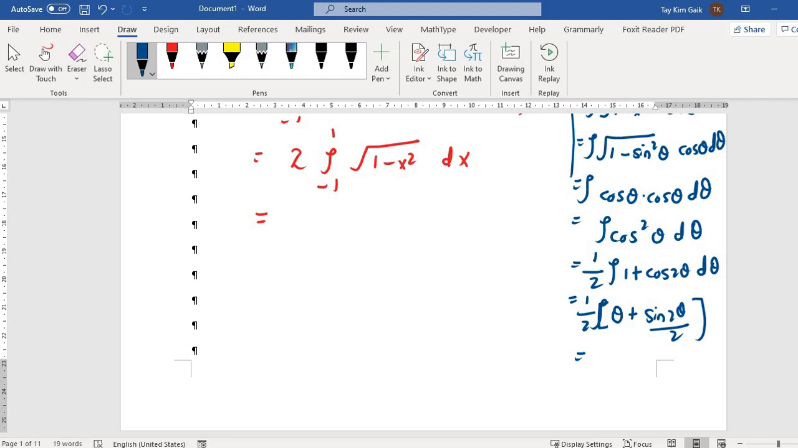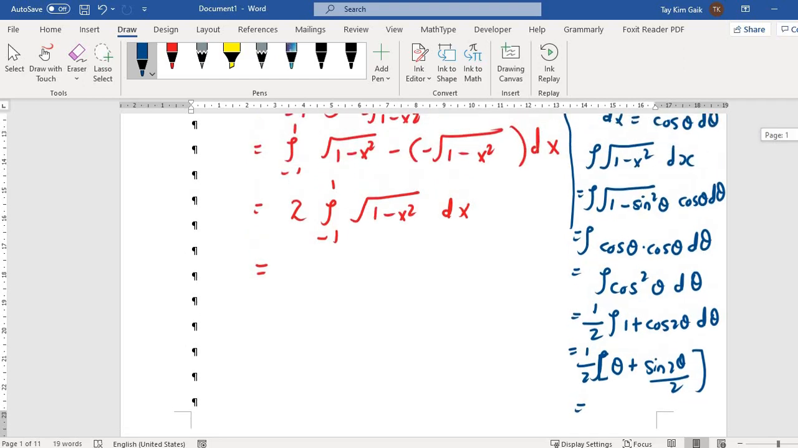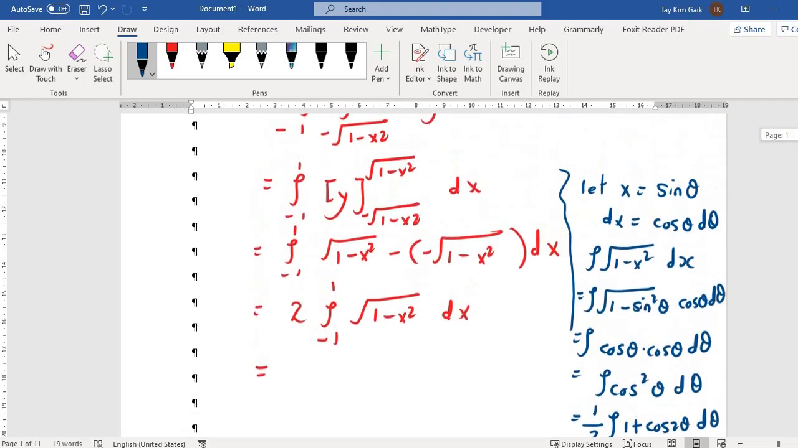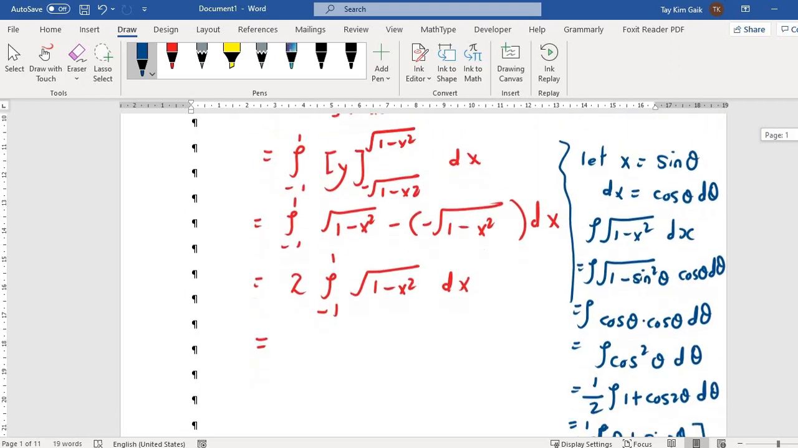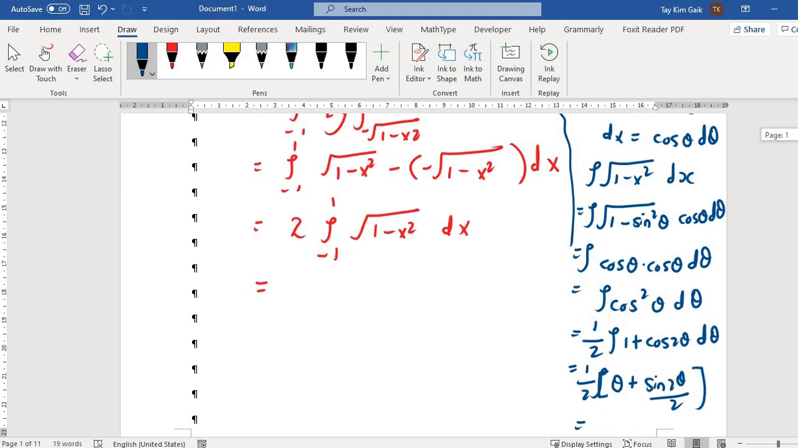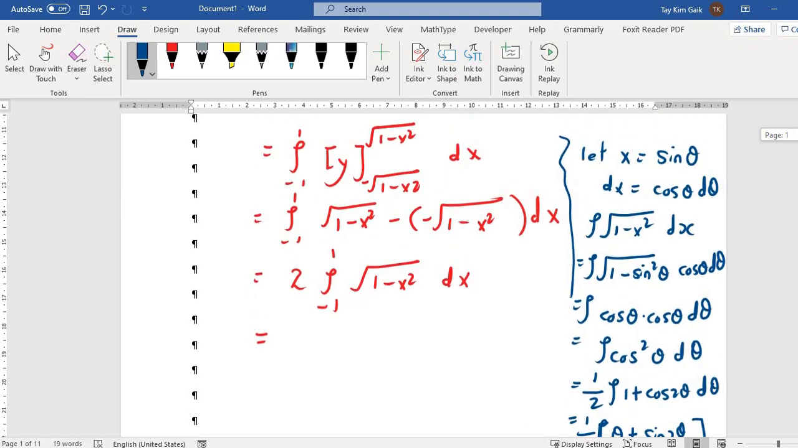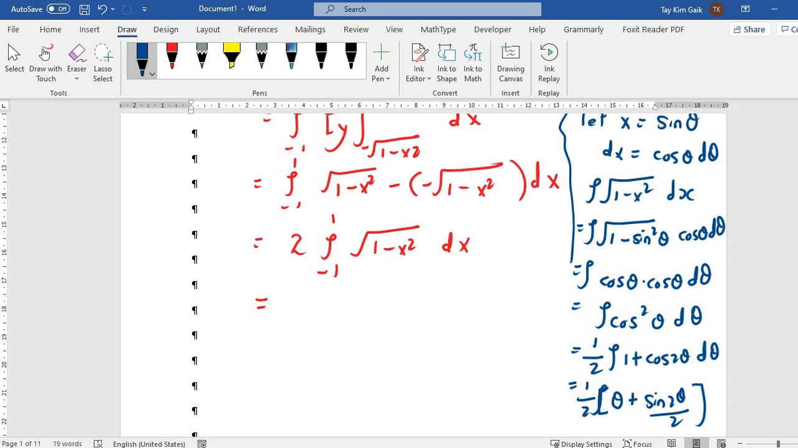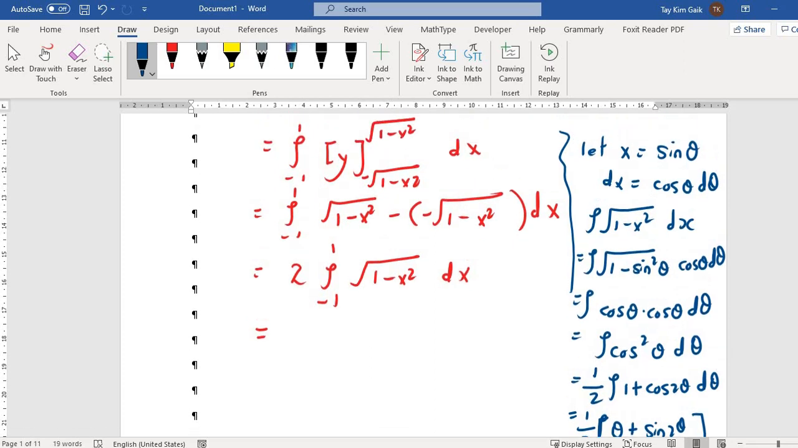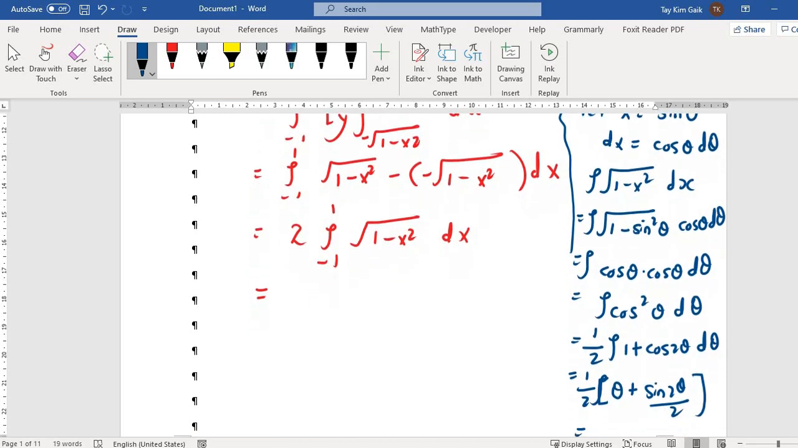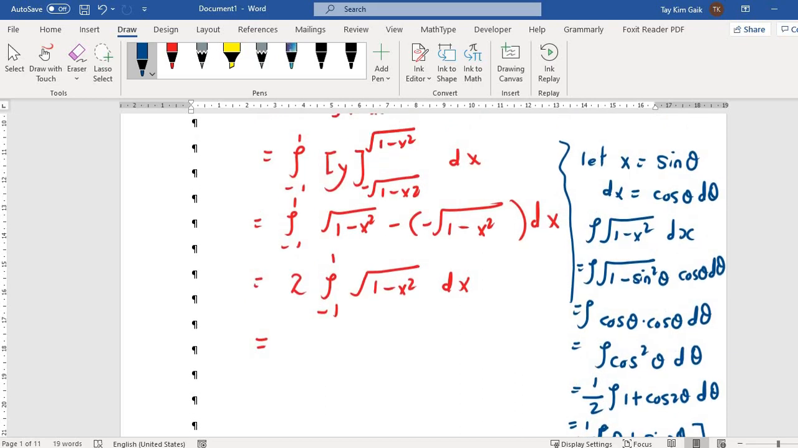For this θ, you have to put in the limits. Otherwise you have to put back θ as arcsin x, and then sin 2θ. Or you can just put in the limits.